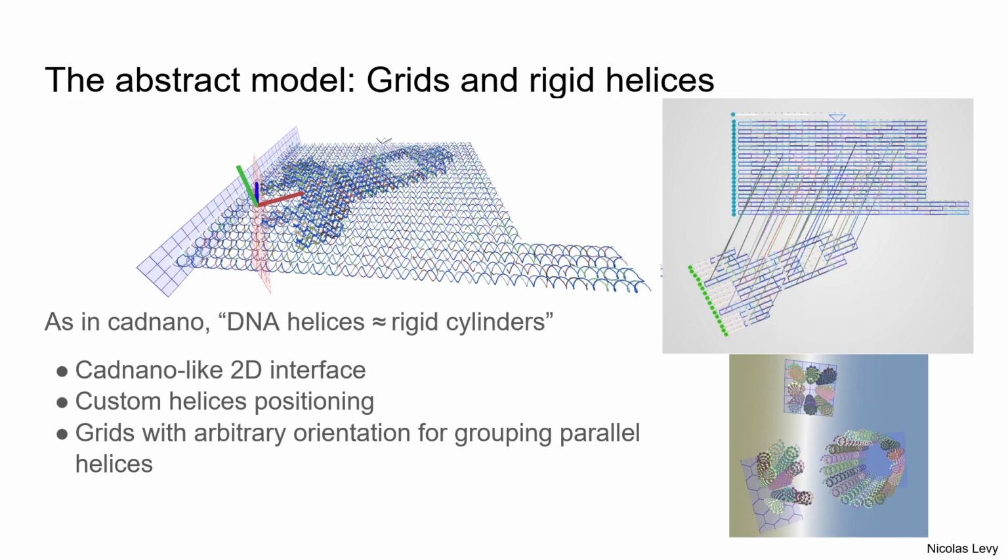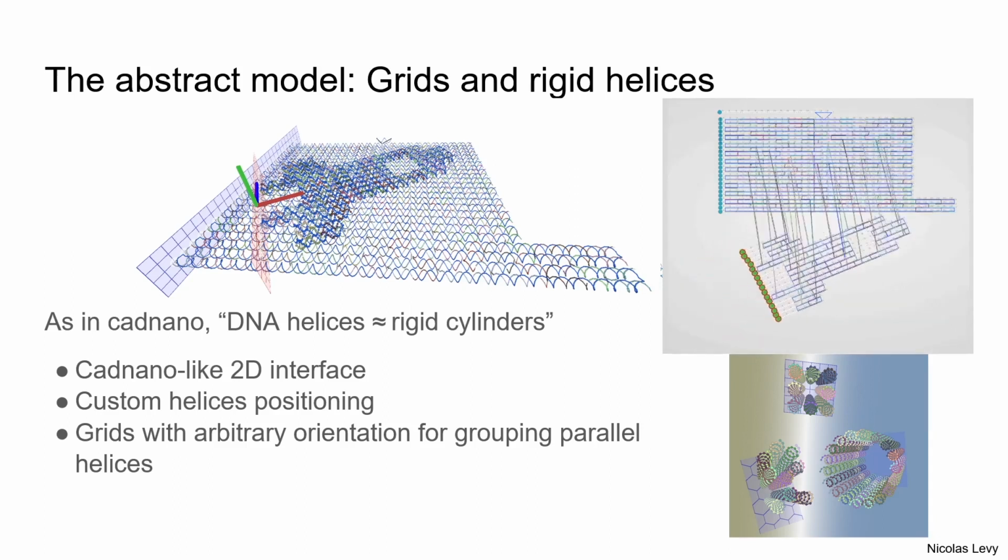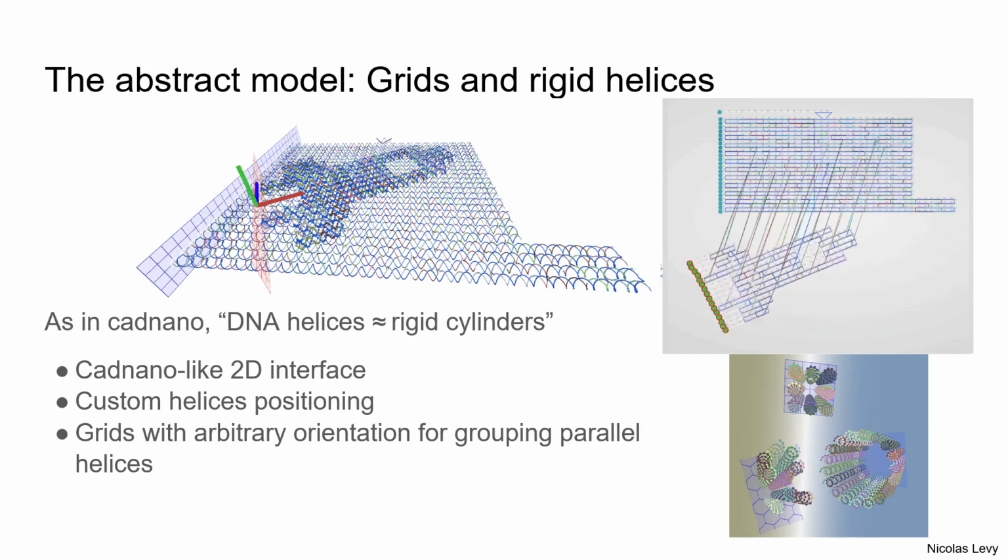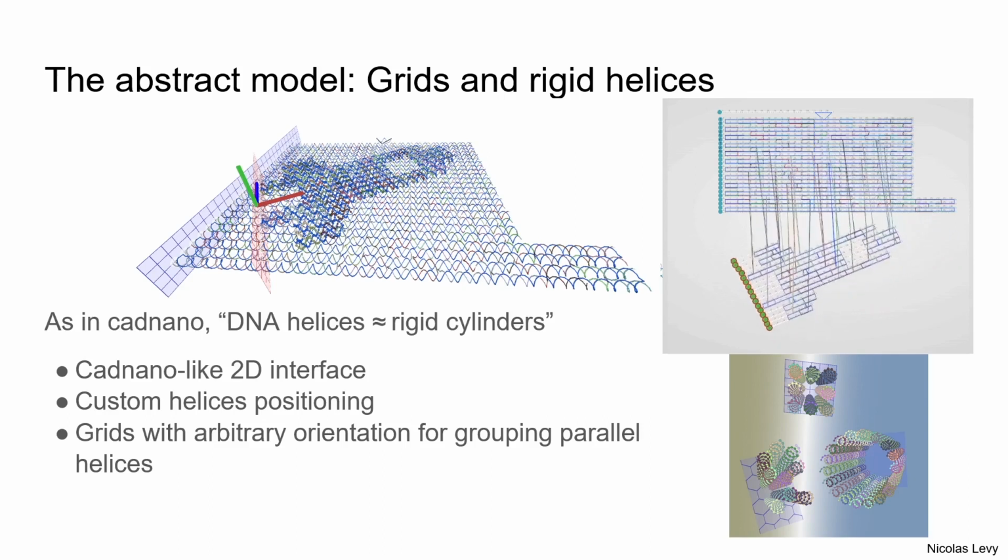Our model for representing design is almost the same as the one introduced in CAD-Nano. The strands in our design are supported by virtual helices that can be packed like cylinders. EnsNano has a 2D interface very similar to CAD-Nano's, with the additional capability of being able to freely move the helices around. Moving the helices in the 2D view does not affect their position in space, but allows to create a readable representation of the design.